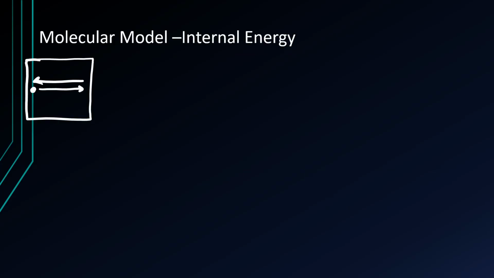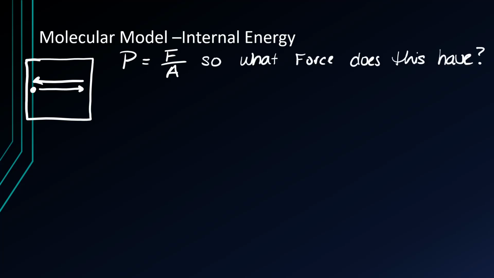So let's say that we have a box, and in this box I have a bunch of particles, but I'm going to track one single particle. This particle is going to move from one side of the box to the other, bounce off, and move back. So I can represent pressure as our force divided by area, right? How much force is applied over what area?